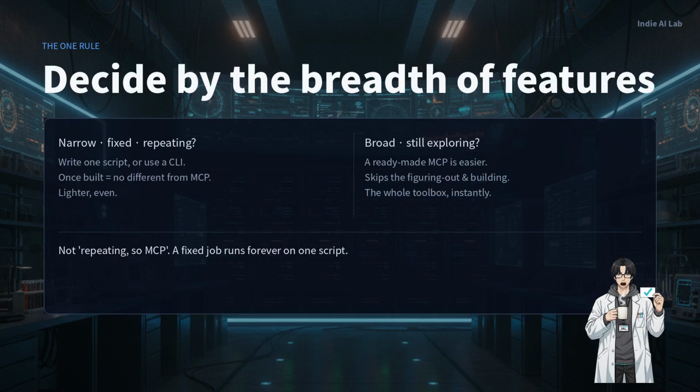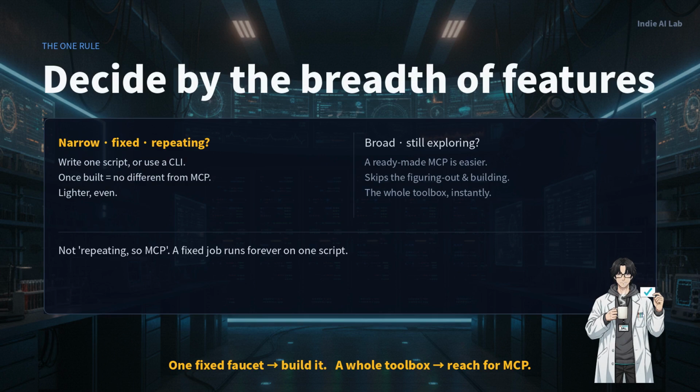So here's the rule I promised. Decide by the breadth of features you'll use. Narrow, fixed, just repeating, write one script or use a CLI. Once it's built, it's no different from MCP, lighter, even. Broad, and you're not sure yet what you'll use? A ready-made MCP is easier. It skips all the figuring out and building, it's not repeating, so MCP.